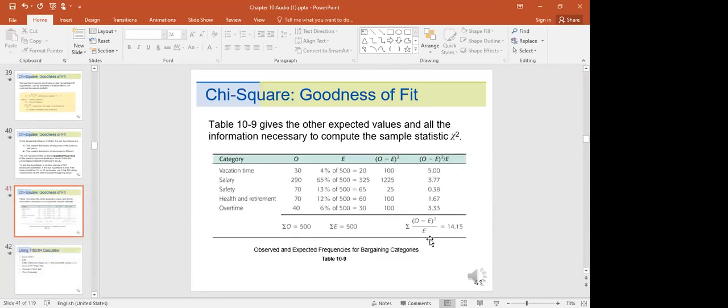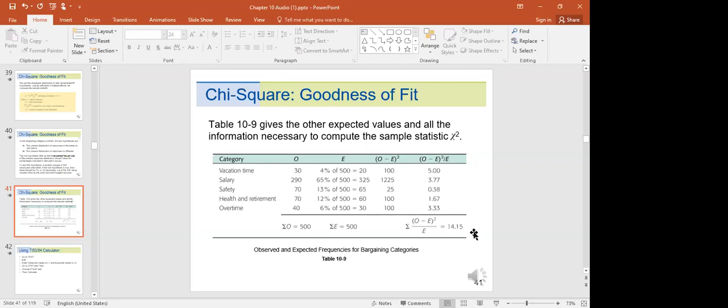So for example, vacation time was 4%, and 4% of 500 is 20. The number of people that prefer vacation time this year is 30. 65% of 500 is 325. Last year, there were 290. I'm sorry, this year there are 290. So we want to compare the observed values that we have here to the expected values to find the test value.